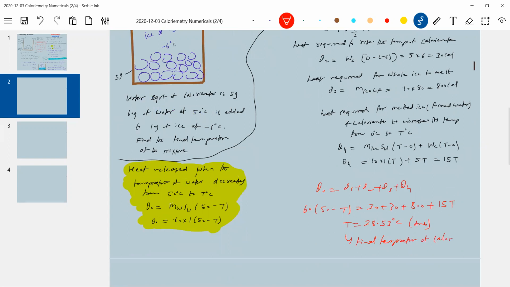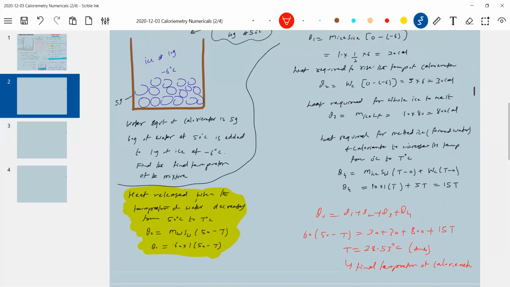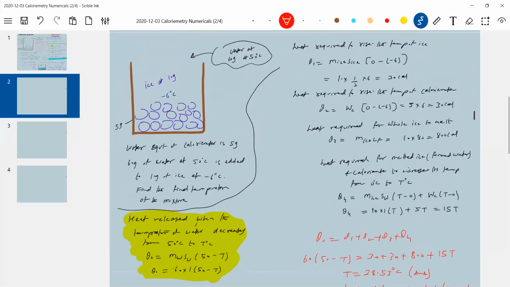Now, what will be the final content? 60 gram of water at T degrees Celsius, at 28.553 degrees Celsius. Finally, what happened? The whole ice will melt. Is it okay? So what is the final? The final here is everything will be water only. The whole ice will melt, no?